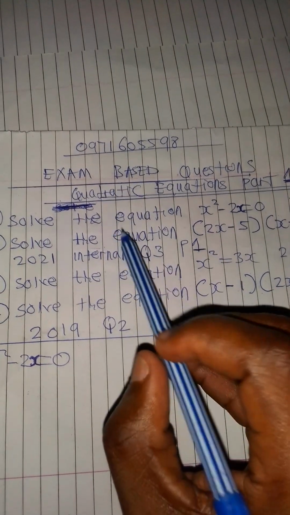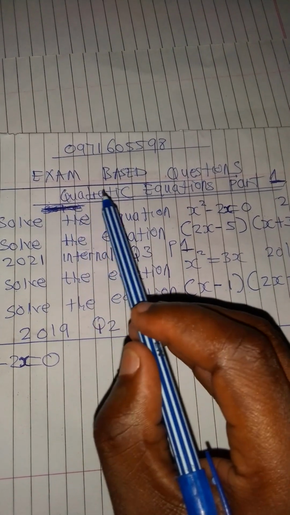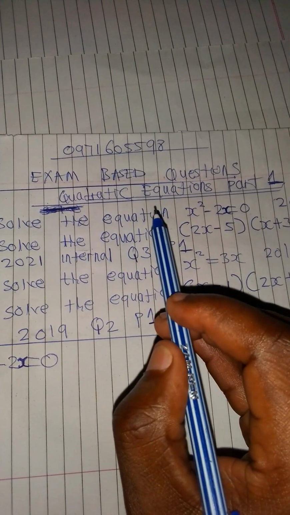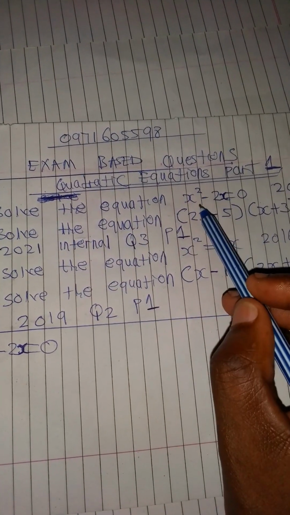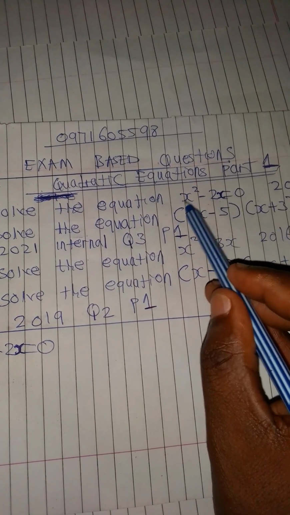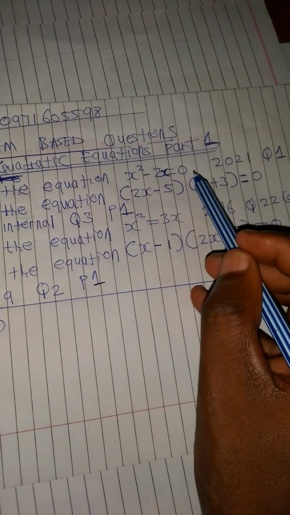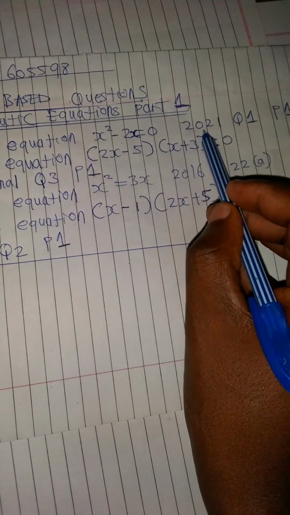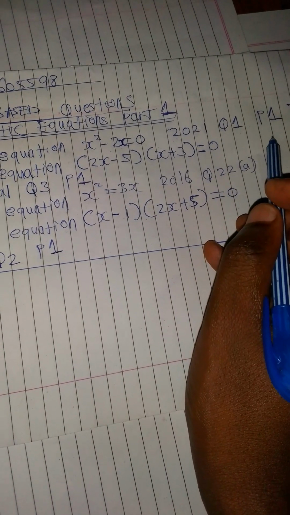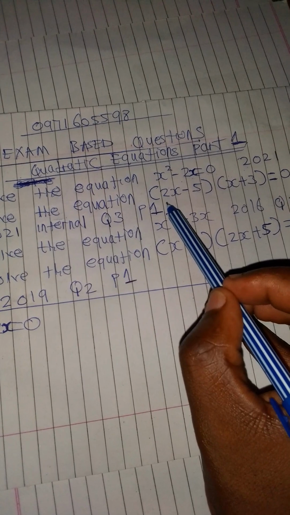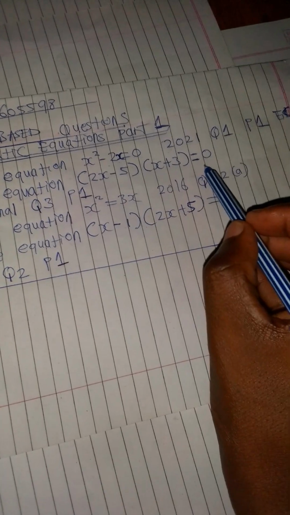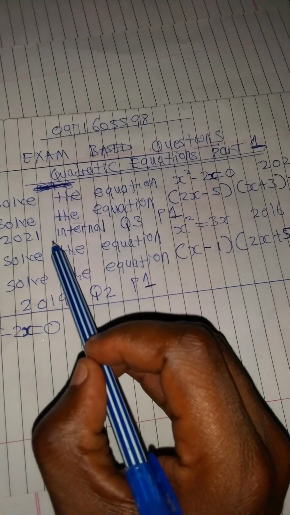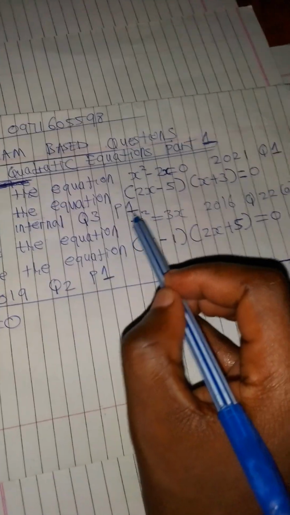Okay, so we are looking at exam-based questions, quadratic equations part 1. So we have question 1, that is x² minus 2x equals 0, taken from 2021, question 1, paper 1. Then we have number 2: (2x minus 5)(x plus 3) equals 0. This one is taken from 2021 internal question 3, paper 1.